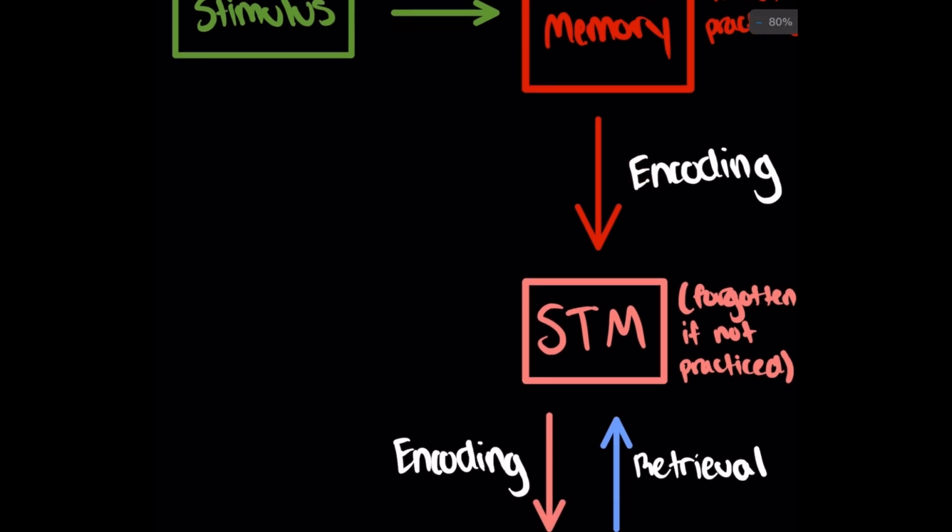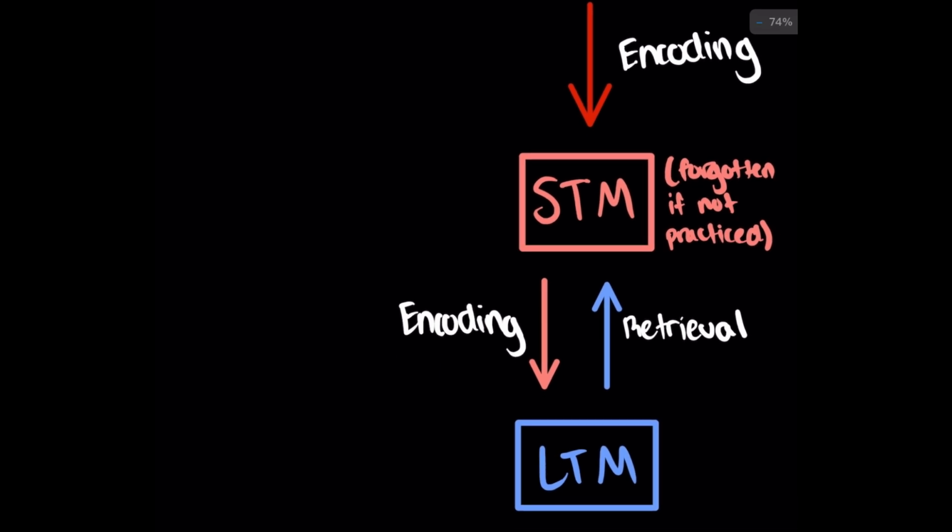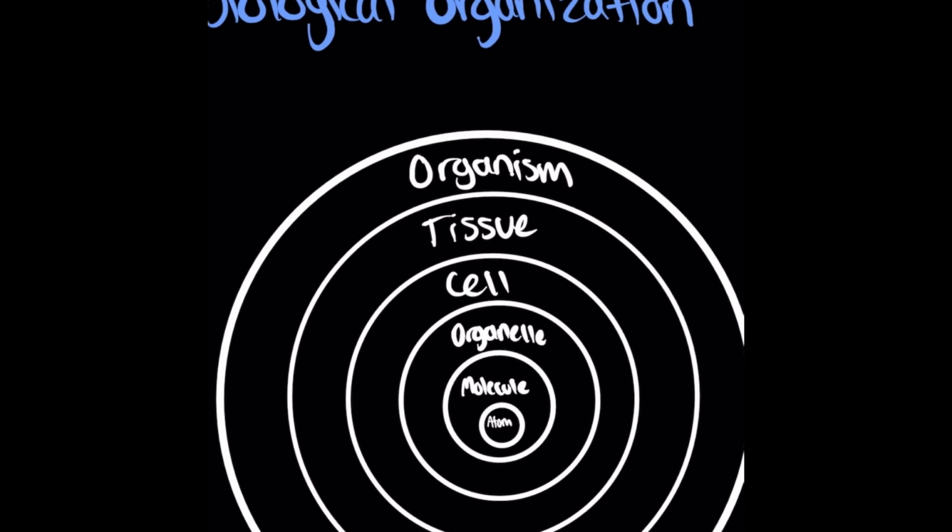Again, it's forgotten if not practiced. And then after it's in the short-term memory, it gets encoded into a long-term memory. The way long-term memory works is after it's encoded, the information could be retrieved into the short-term memory and used in the present.